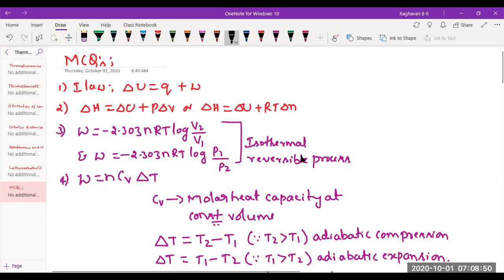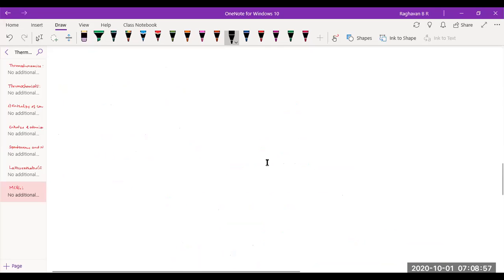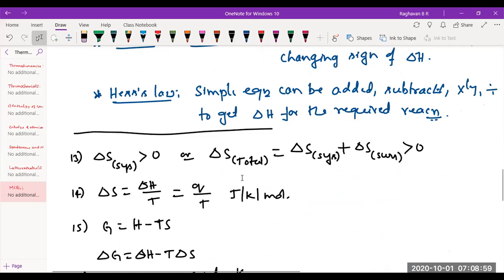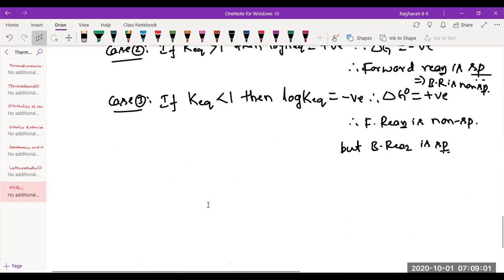We'll take the MCQs I have posted in the group, and after that we'll also have a little more discussion post worksheet. Also we'll try to take a few more questions.